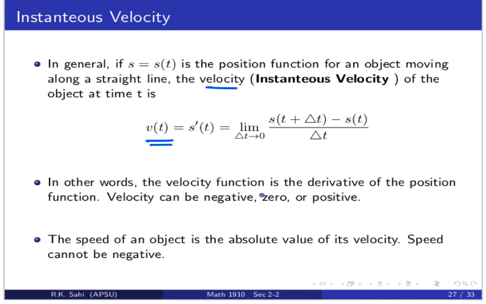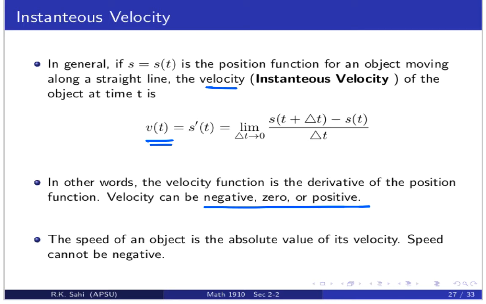So the velocity function, remember, is the derivative of the position function. It can be negative, 0, or positive. Whereas the speed of an object is the absolute value of its velocity. Speed cannot be negative. Okay, we're going to look at an example. As I said, we'll look at the applications of the derivative.